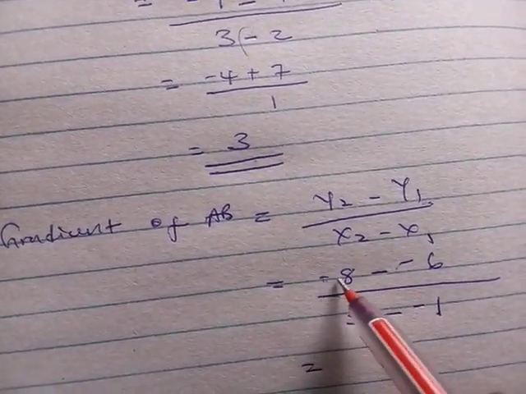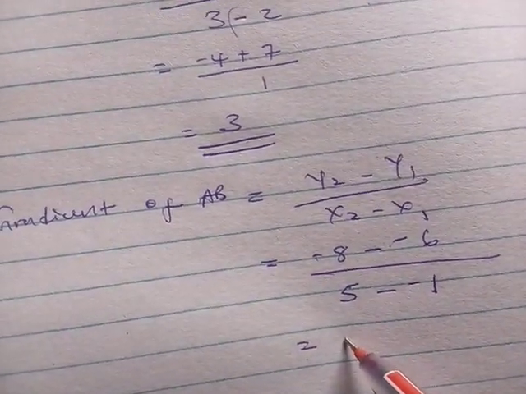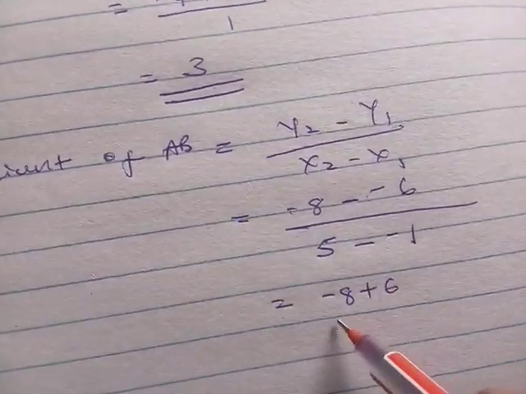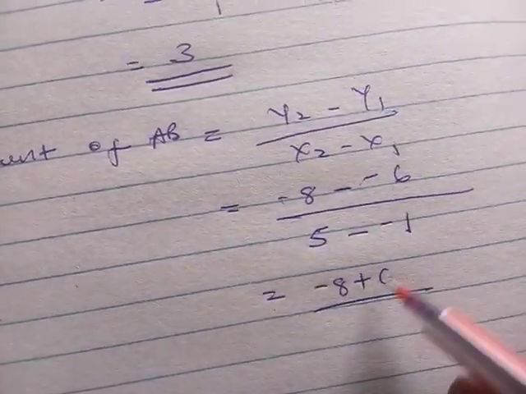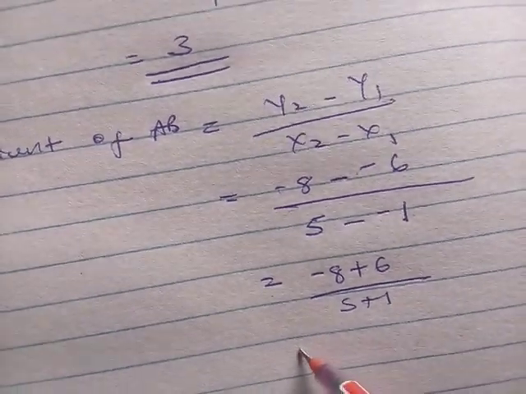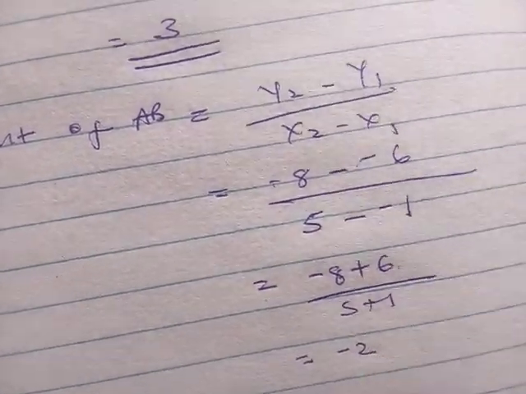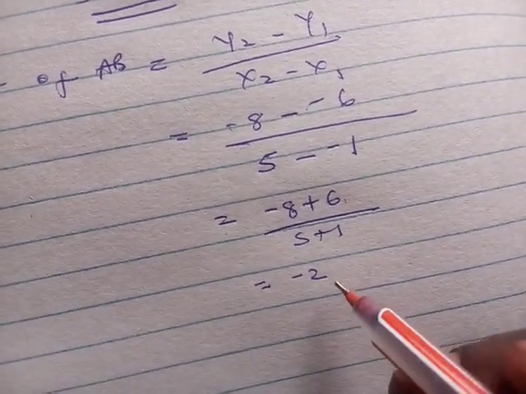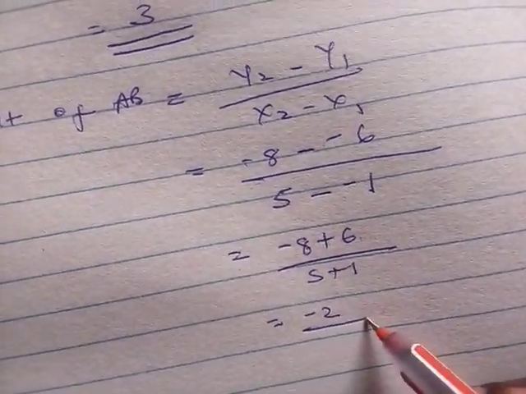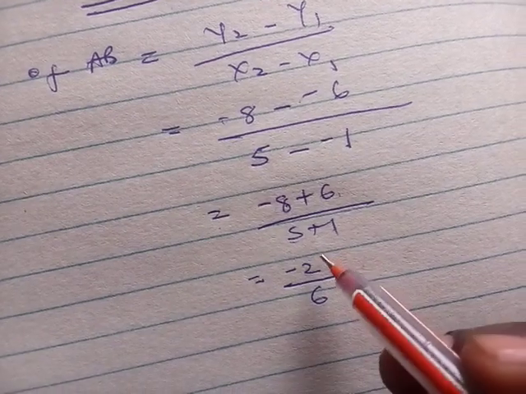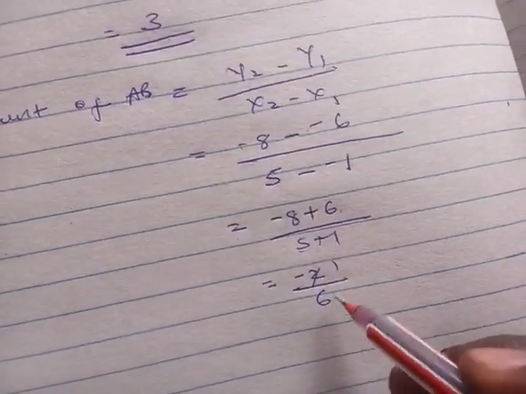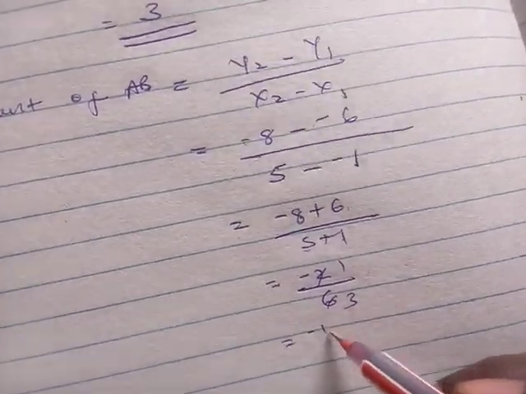So here we shall be getting something like minus 8 plus 6 out of 5 plus 1. So this one will be getting what? Negative 2, out of 6. Then we cancel this by 2, and I have the answer as negative 1 out of 3.